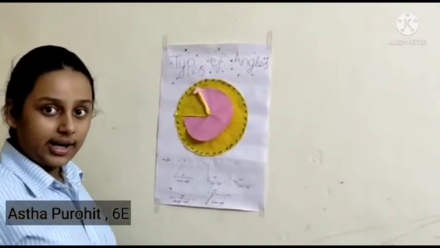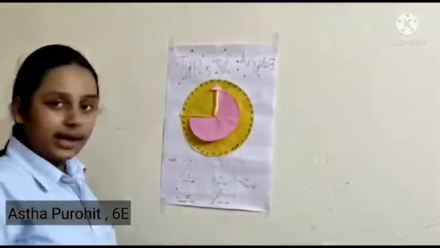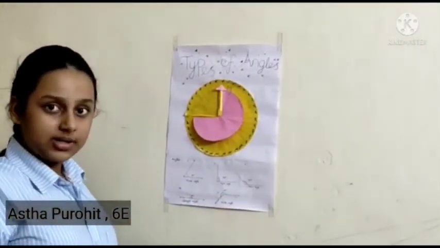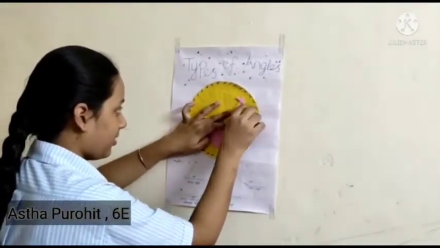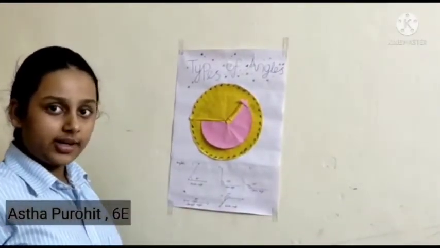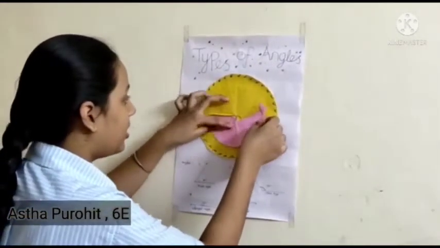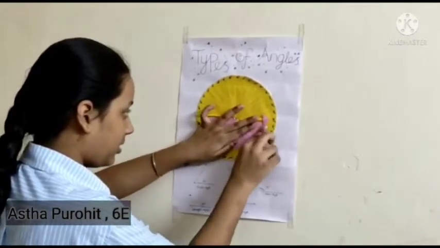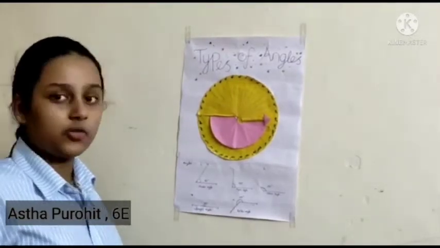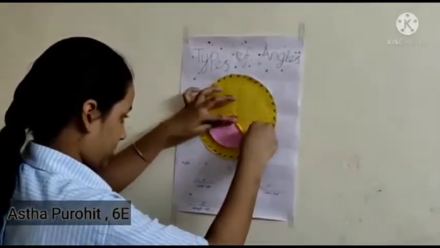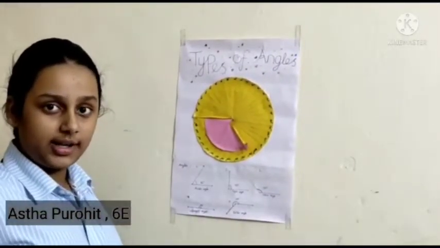Now I will show you right angle for the 90 degree. This is the right angle for the 90 degree. Now I will show you obtuse angle for the 135 degree. This is the obtuse angle for the 135 degree. Now I will show you straight angle for the 180 degree. This is a straight angle for the 180 degree. Now I will show you reflex angle for 240 degree. This is a reflex angle for the 240 degree.